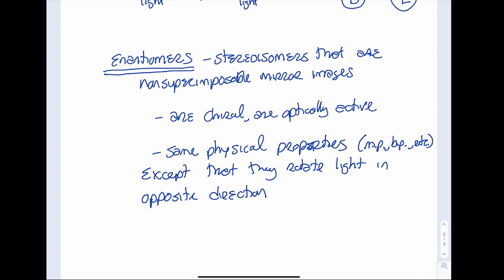If one enantiomer is your D, your other enantiomer is your L. So same physical properties except for light rotation. They are chiral, and they're stereoisomers that are non-superimposable mirror images of each other. So let's look at an example of that.